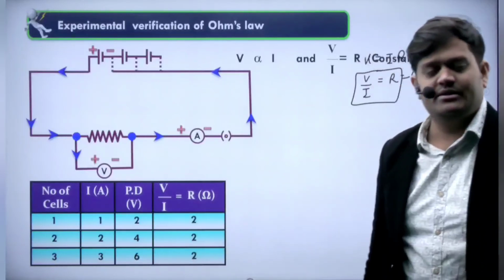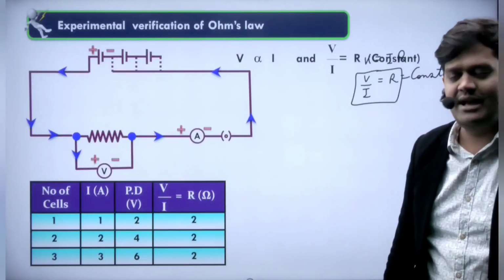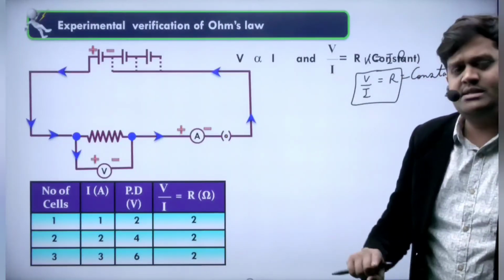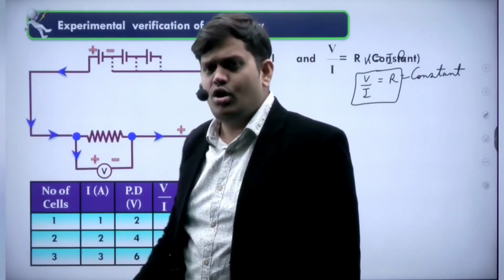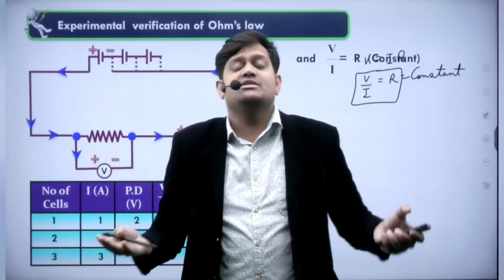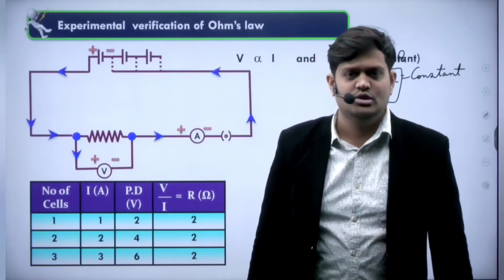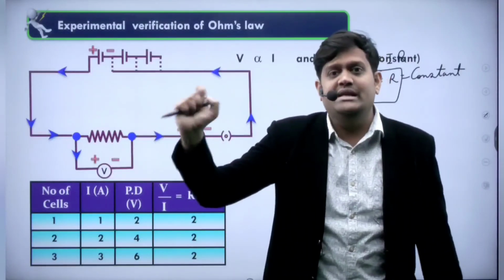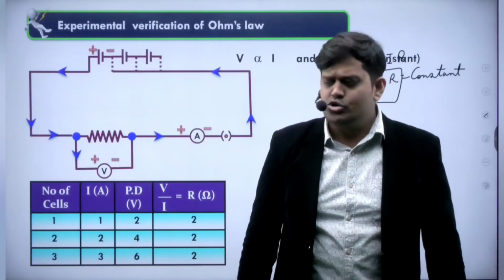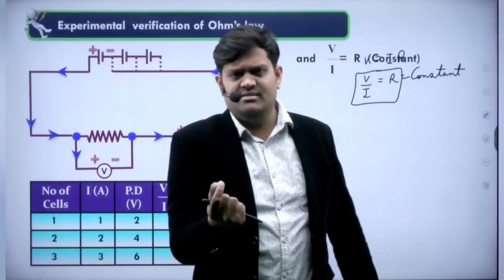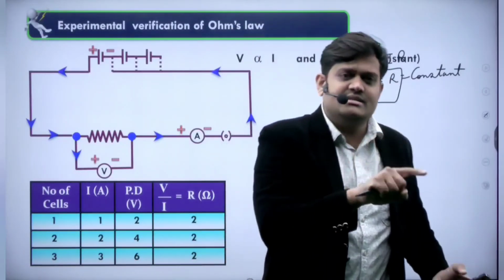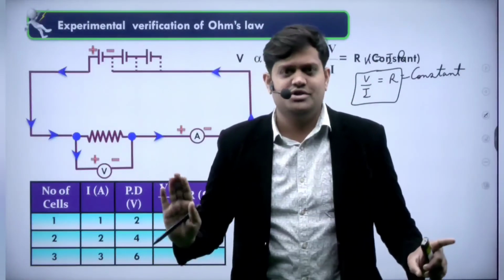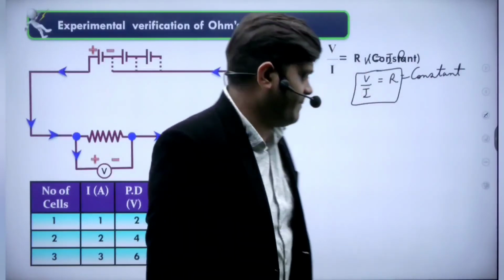So by this experiment, what do we find? We find that the ratio of V upon I is always constant. Resistance does not depend on the potential difference or current. If potential difference increases, resistance does not increase. Resistance depends on the length, cross-section area, temperature, and material. So the key point of this complete experiment is that resistance does not vary with the voltage, potential difference, and current. Now we have a graph.